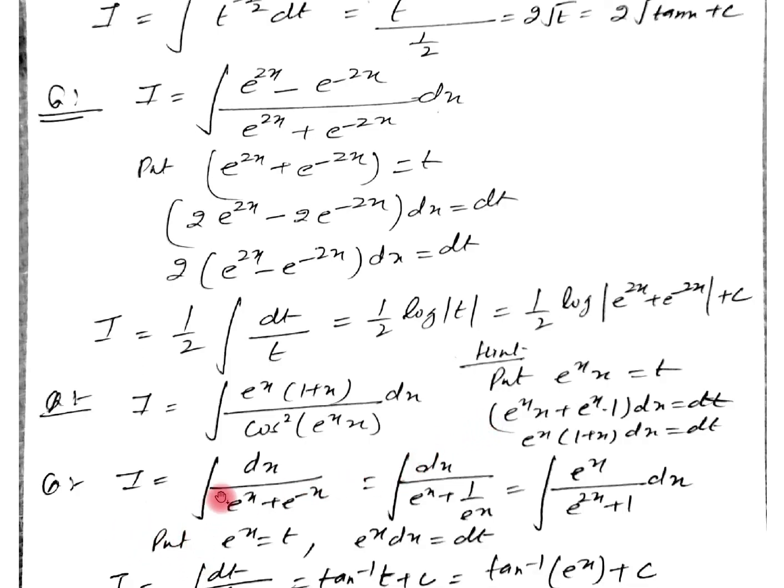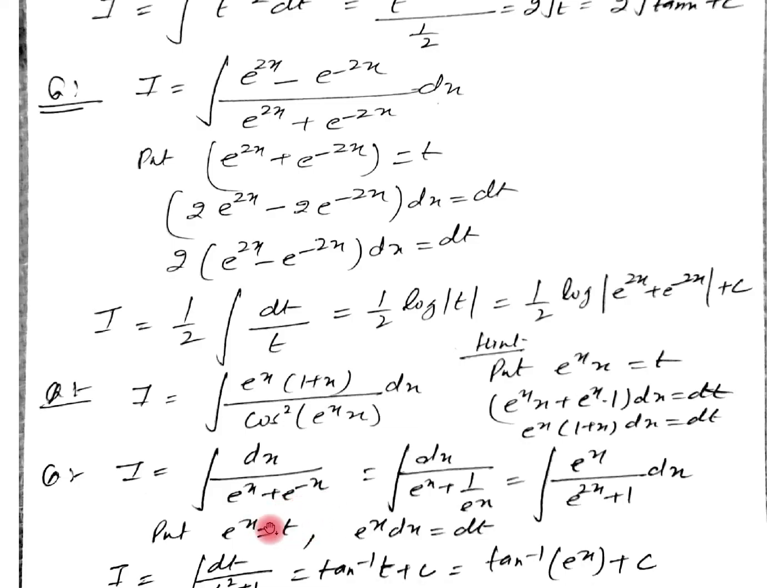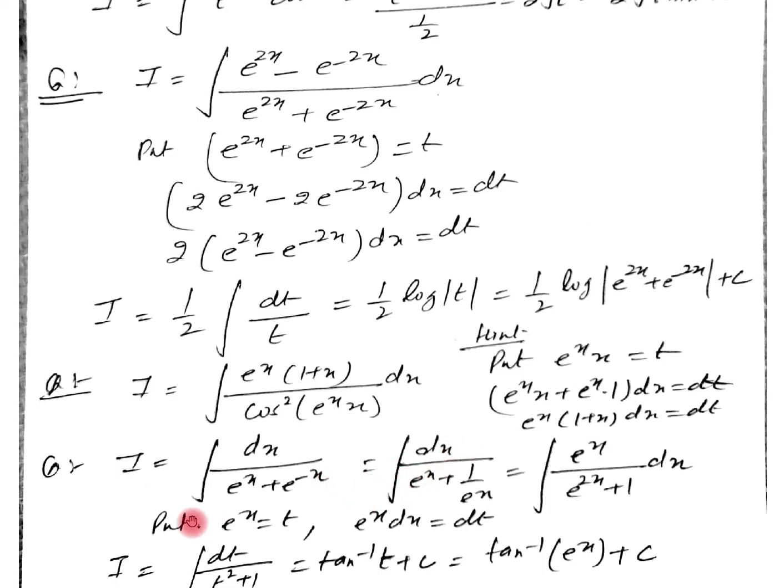Now the integral of dx upon e raised to power x plus e raised to power minus x. Now here we have only one term in the denominator, numerator is constant. Now here it can be dx upon e raised to power x plus 1 upon e raised to power x. Taking LCM, then we are getting I equal to e raised to power x upon e raised to power 2x plus 1. Then putting e raised to power x equal to t, it is what? e raised to power x dx equal to dt.